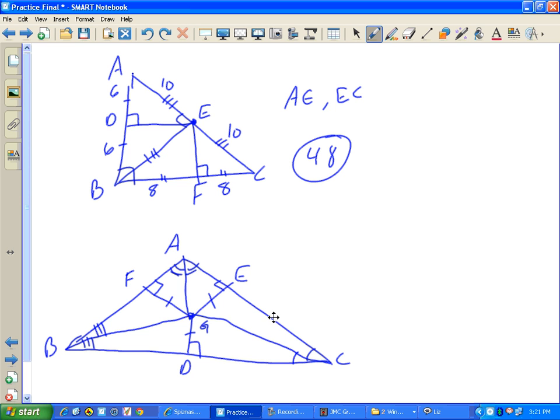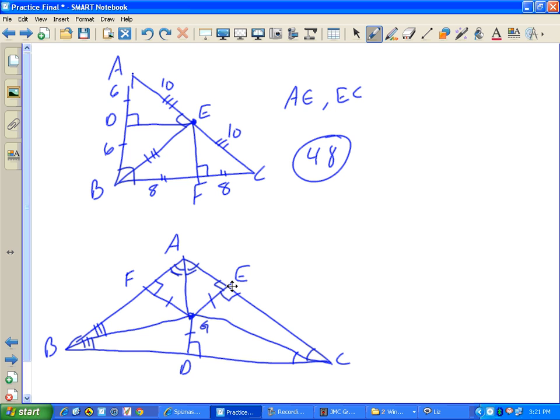Number 6 wants to know what GCA is congruent to. Well, GCA is this angle. That's congruent to GCD, this angle, or you could call it GCB if you want. Number 7, ABG, that's this angle. That's congruent to GBD, this angle. GEC is one of our right angles. It's congruent to any other right angle you want to say.